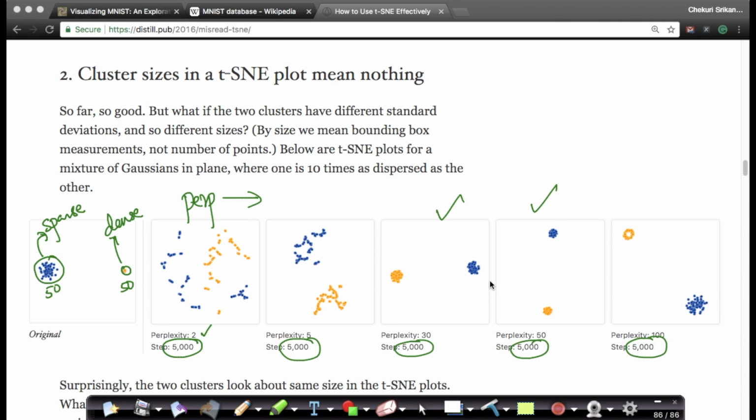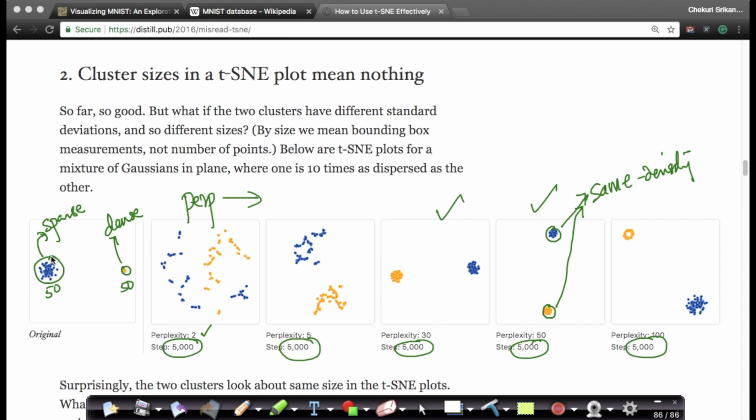But there is one big catch. If you see the shapes of my clusters, the orange points and my blue points both typically have the same density. This has almost the same density as this. But in my original data set, my orange points are much more dense and my blue points are much more sparse.